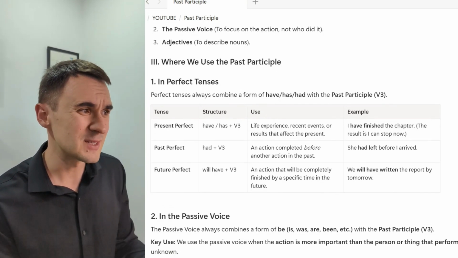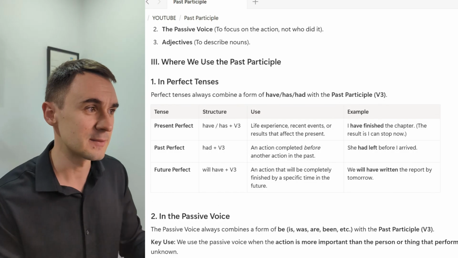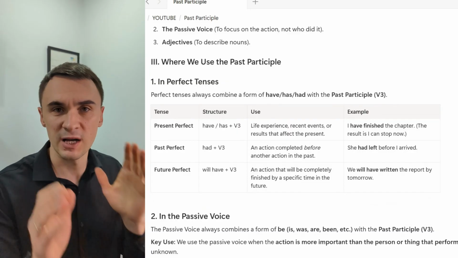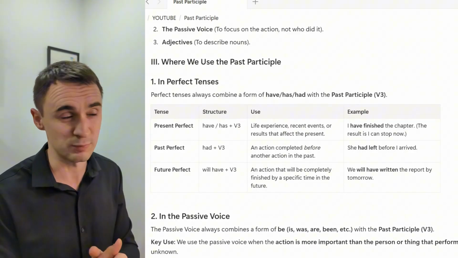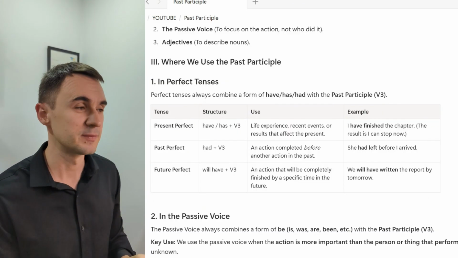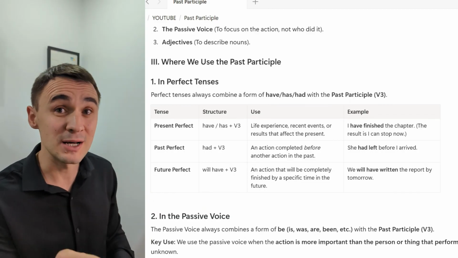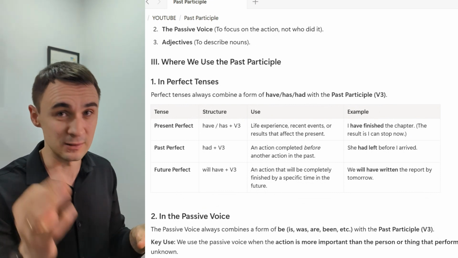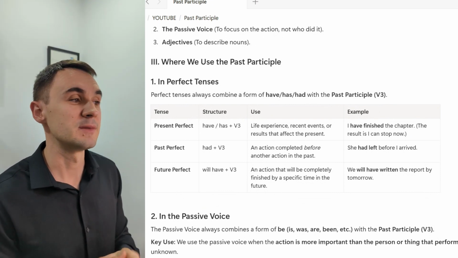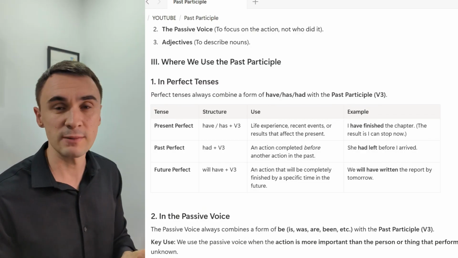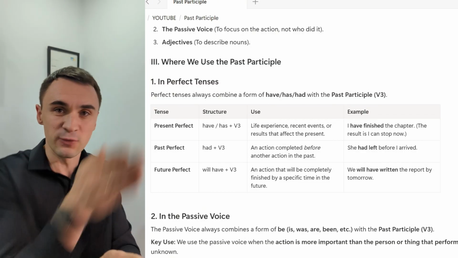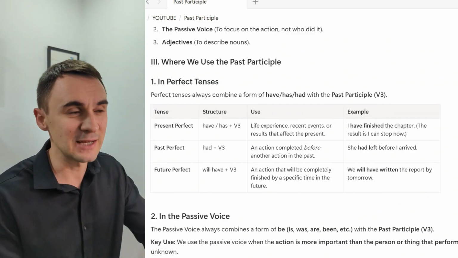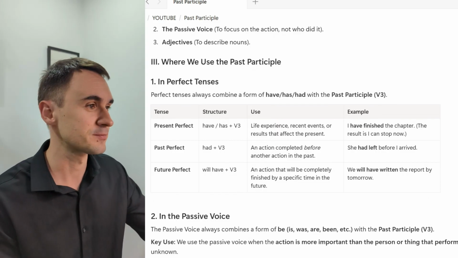Okay, so present perfect. We use it for life experiences, recent events, and results that affect the present. For example, I have finished the chapter. Okay, that's present perfect. Then, past perfect. The formula is the following: had plus V3. So you have to add had and any verb in third form, right? We use past perfect to describe what? An action completed before another action in the past, okay? For example, she had left before I arrived, okay?